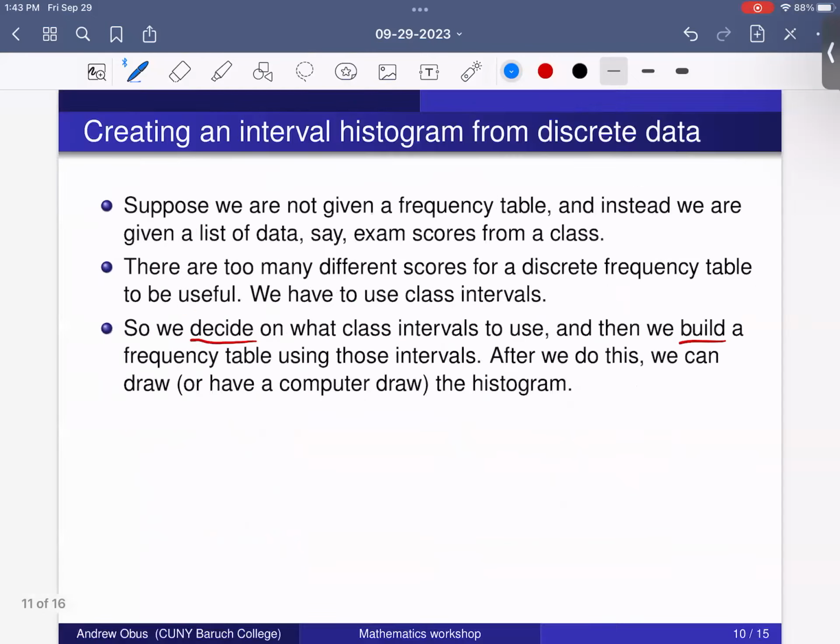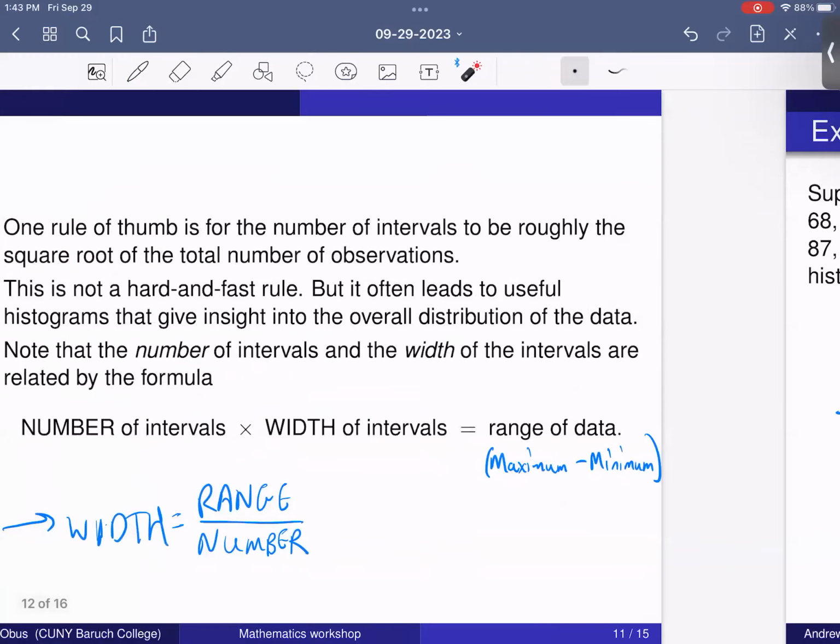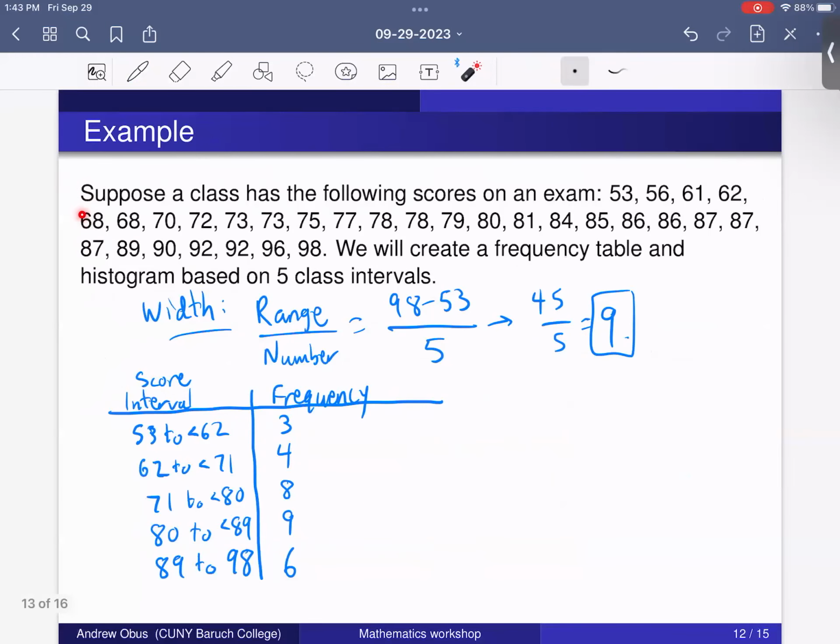Often a good number of intervals to use is the square root of the total number of observations if you have a small number of observations. In this case, we had 30 observations, so we want to use a number close to the square root of 30. We could use 5 or we could use 6.